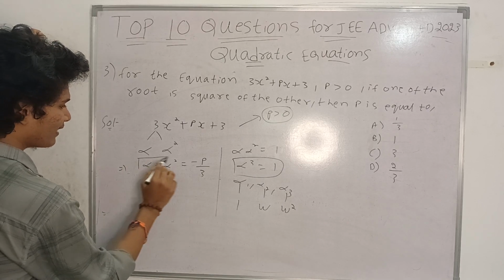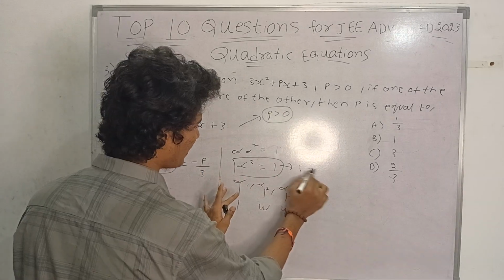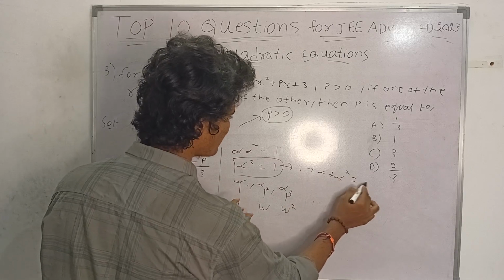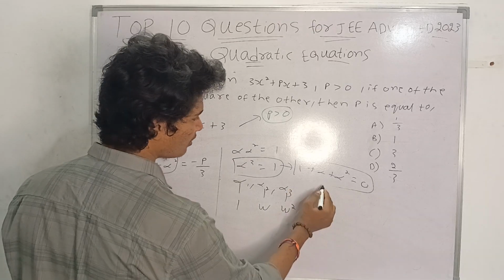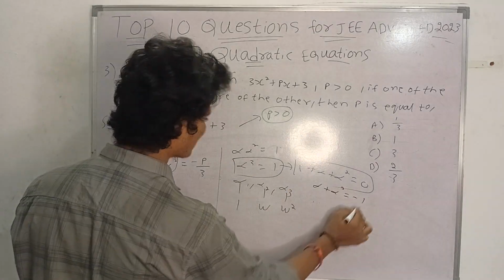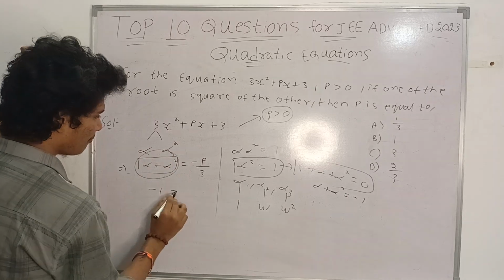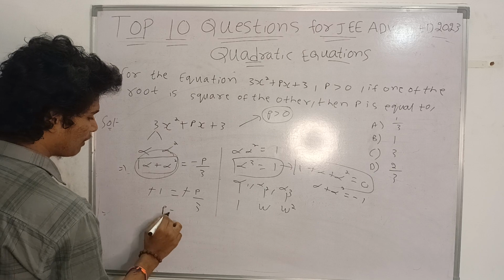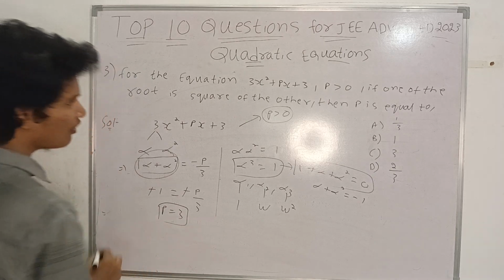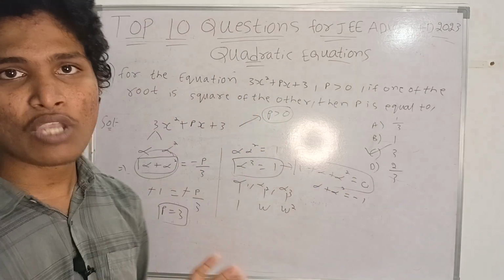And here it is clear that, we know that 1 plus alpha plus alpha square equal to 0. Here it is clear that alpha plus alpha square equal to minus 1. So we can simply write this complete term as minus 1. Minus 1 equal to minus p by 3. Minus will get cancelled. P equal to 3. Simply we got the value of p, that is 3. So option C is correct. So like this you have to solve.